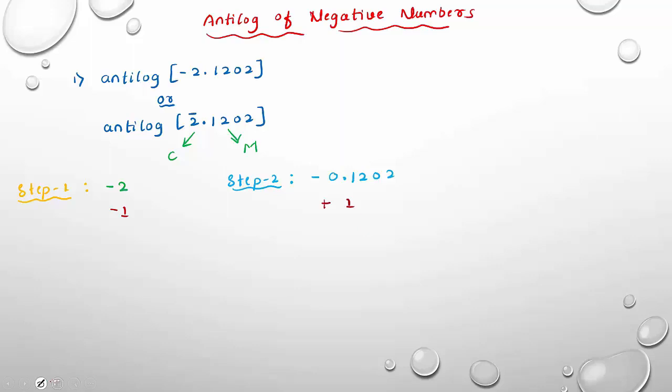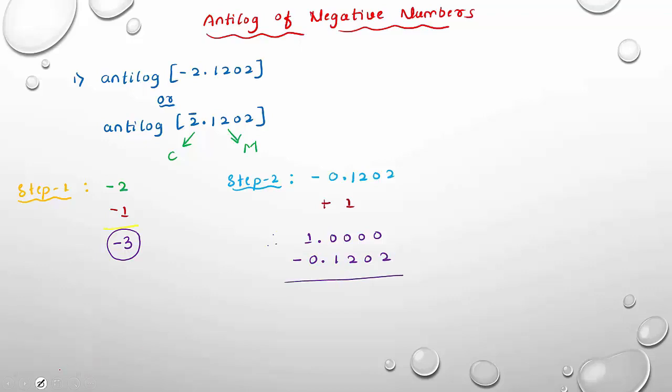So what is the answer now? Minus 2 minus 1 will be how much? Minus 3. So this is the first part, the characteristic, and we got minus 3. Leave it. Come to the second part. The number is 0.1202, and we are adding plus 1. That means I am going to write 1.0000 minus 0.1202, and subtract these two values.